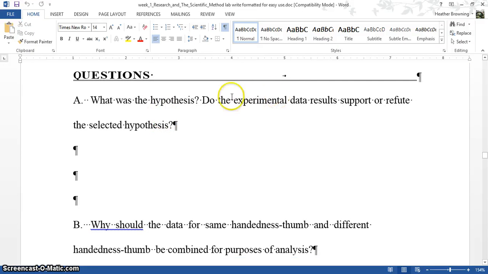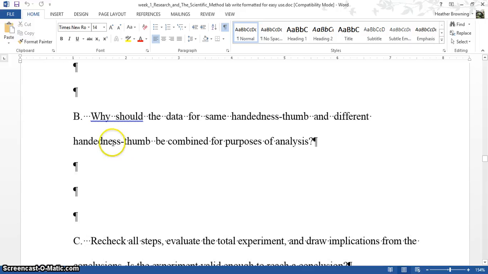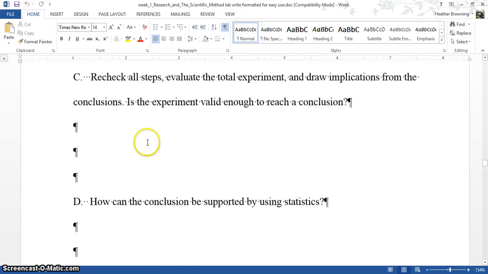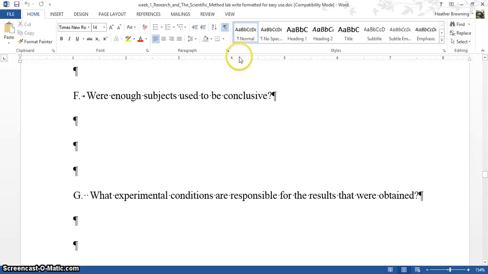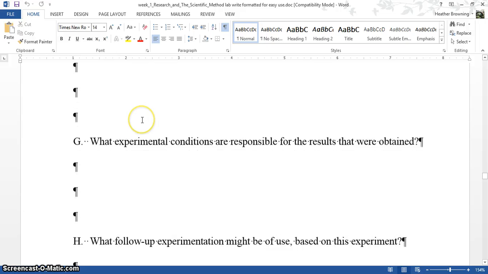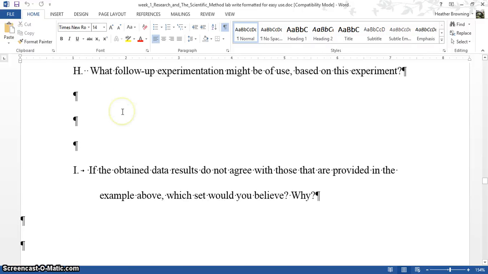So what was your hypothesis? Do the data support or refute it? So say my hypothesis was such and such, and the data supports or refutes it. You know, depends on what it was. There's an extra space in there. Whatever. Then why should the data for the same-handedness, same-thumb and different-handedness, different-thumb be combined? So you talk about why you think that happens, and you just go through, is it meaningful? Did you have enough subjects? Hopefully we'll all get together and share our data, so we'll have a decent amount of subjects, but you know, some studies you want to have like 1,000 people, so you figure it out, determine that.